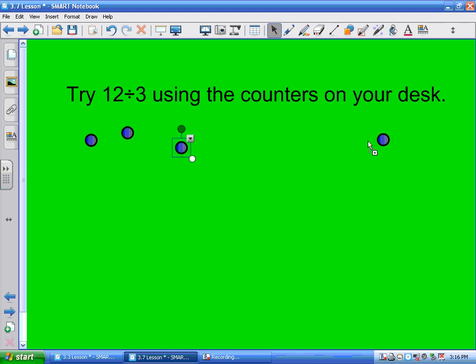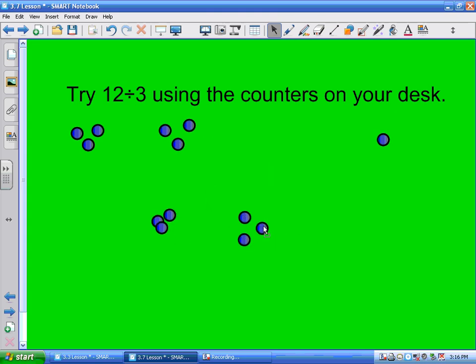2, 3, 4, 5, 6, 7, 8, 9, 10, 11, 12. Now I'm not going to count the original one, okay? So I have 12 counters. Now 12 divided by 3 means take 12 counters and put them in groups of 3. So you should take all these counters and put them into groups of 3.